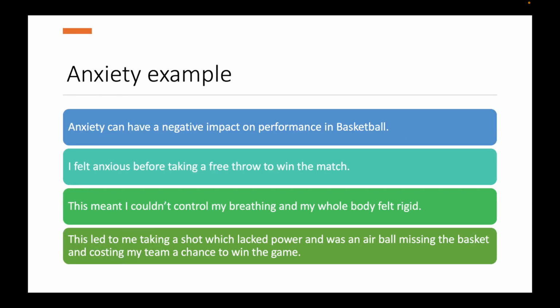Here's an example for anxiety. So anxiety can have a negative impact on performance in basketball. I felt anxious before taking a free throw to win the match. This meant that I couldn't control my breathing and my whole body felt rigid. And here's the impact on performance. This led to me taking a shot which lacked power and was an air ball, missing the basket and costing my team a chance to win the game.